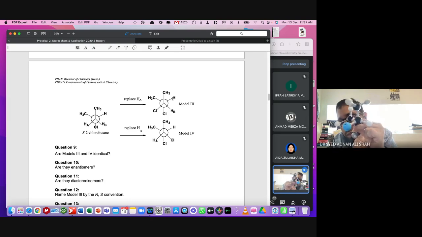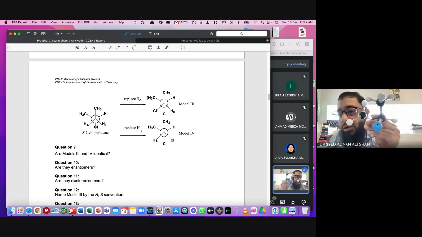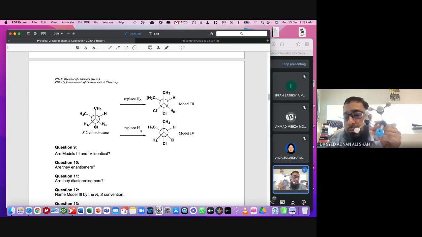This one is hydrogen, and then this one is the chloride at the bottom, and this one is the CH3. This one CH3, hydrogen, and chloride. This is how you can easily imagine the 3D model, and then you can make the Newman projection of the compound.